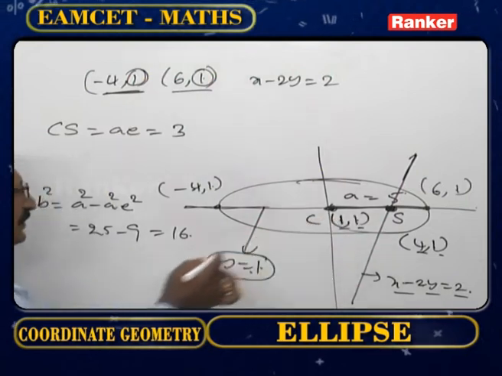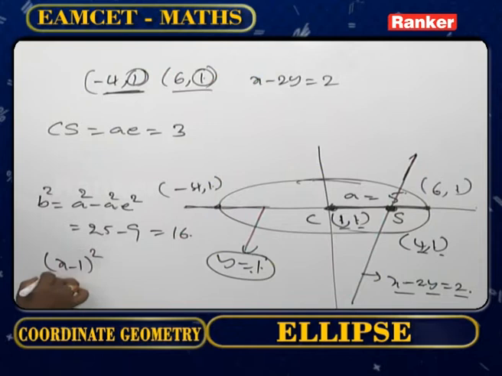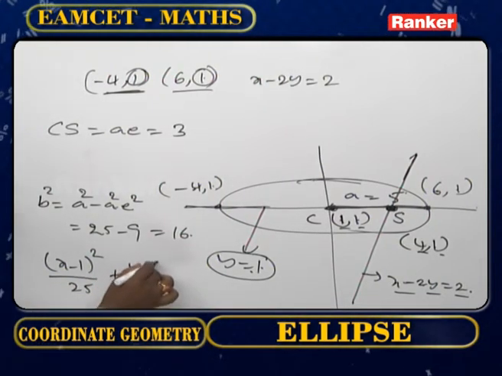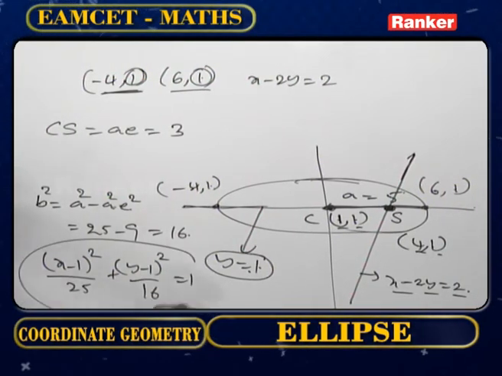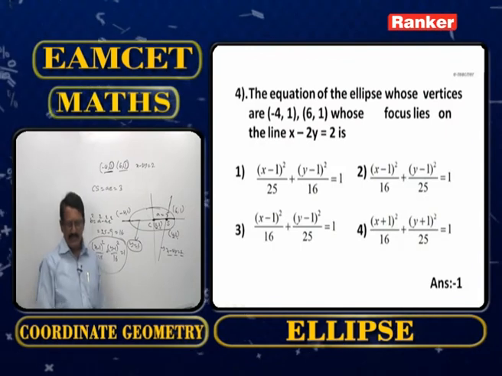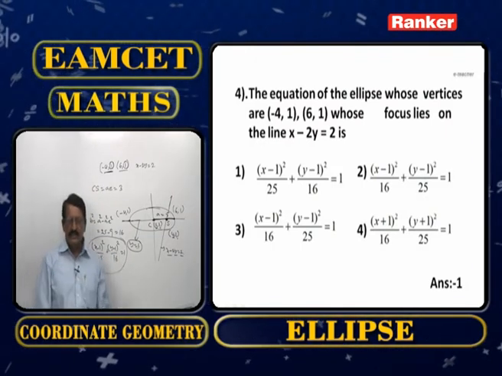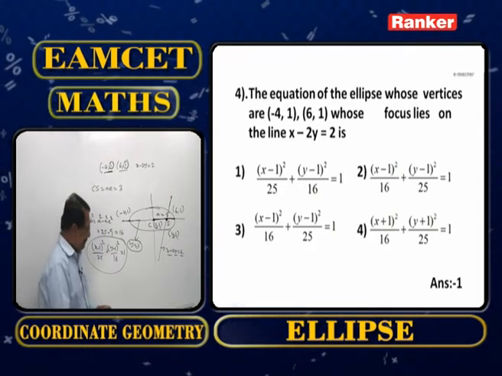The center 1, 1 is given. Now, the equation of the required ellipse is x minus 1 whole square by a square, 25, plus y minus 1 whole square by 16 equals 1. That is the required equation of the ellipse: x minus 1 whole square by 25 plus y minus 1 whole square by 16 equals 1. The first option is correct.